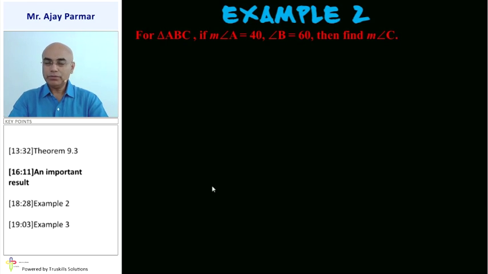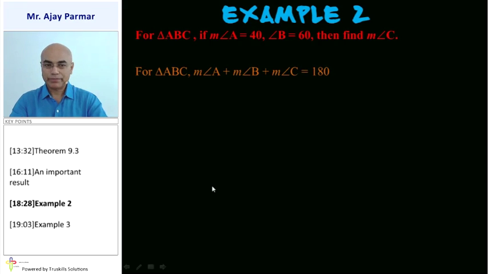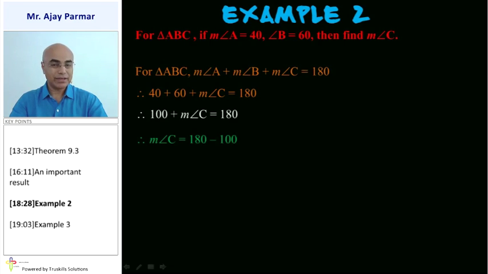In example number 2, for triangle ABC, measure angle A is going to be 40, measure angle B is going to be 60. And it is so easy to find out the measure of angle C. We know that measure angle A plus measure angle B plus measure angle C is 180. Substituting the values of A as 40 and B as 60, measure angle C is going to be 180 minus 100. And so measure angle C is equal to 80.